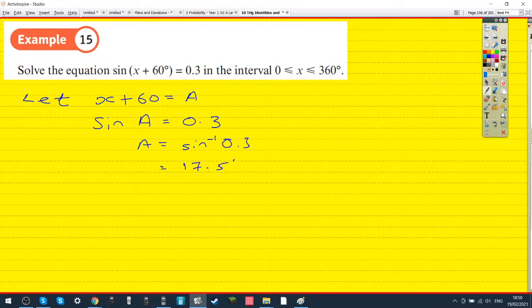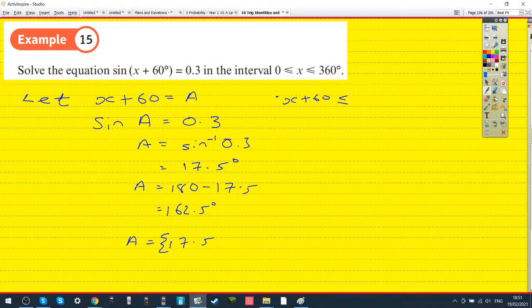That's 17.5. That equals A. And then because it's sine, it's 180 minus 17.5, which gives you 162.5. So the two answers are 17.5 and 162.5. And then it's A plus 60, so you have to add 60 to both of those. Well done.